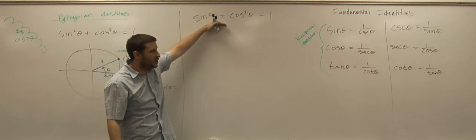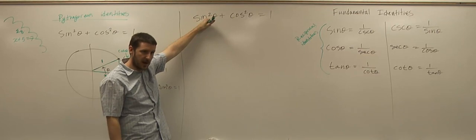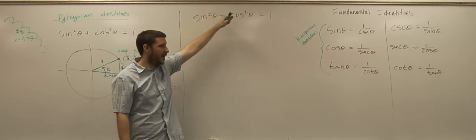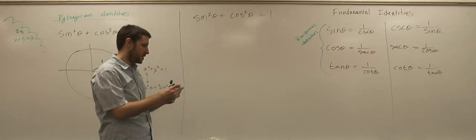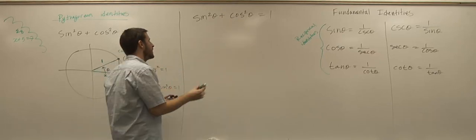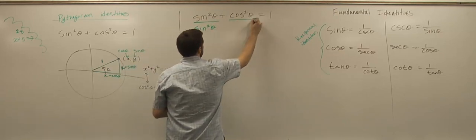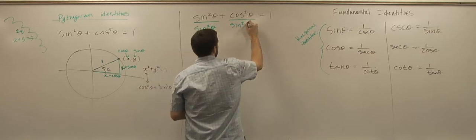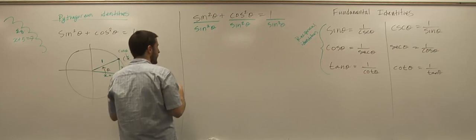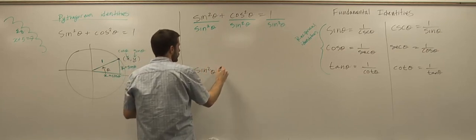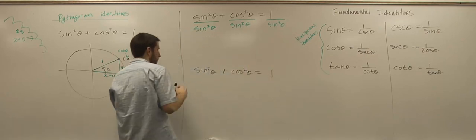But what I can do to get my other Pythagorean identities is either divide by sine squared or divide by cosine squared. So what I mean is, if I take everything in this equation and divide by sine squared theta, or if I start from the beginning and divide everything by cosine squared theta, I will get those other two forms I have written up there.